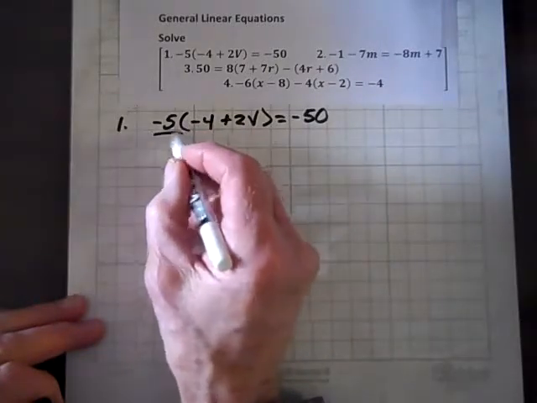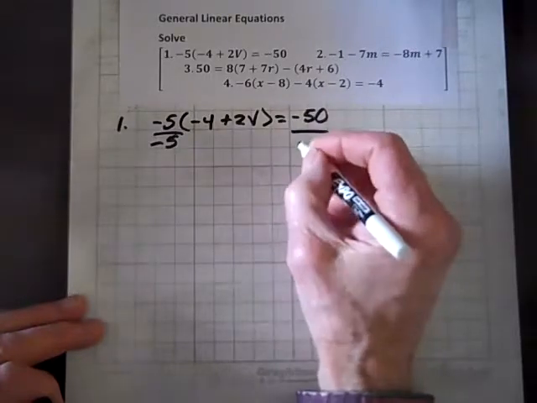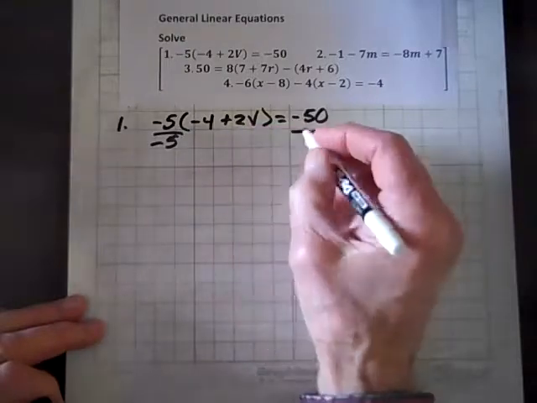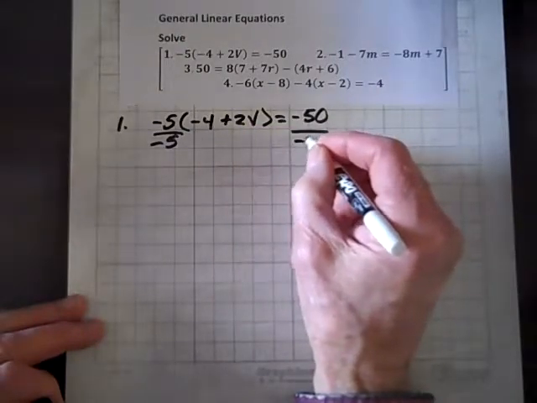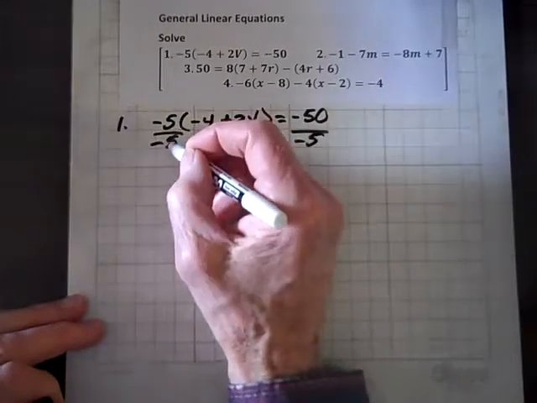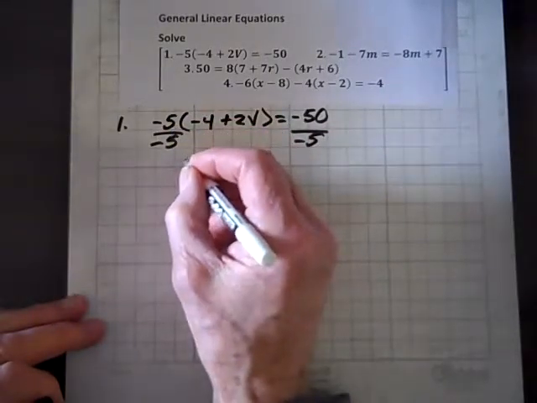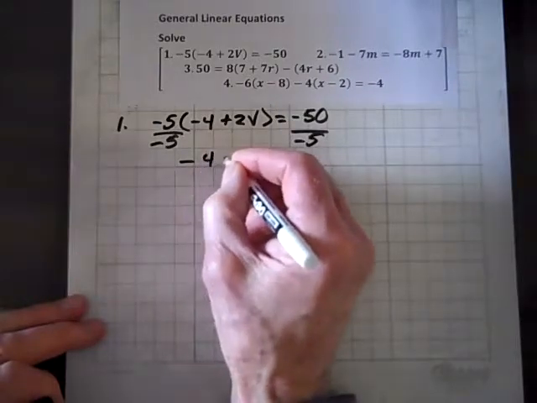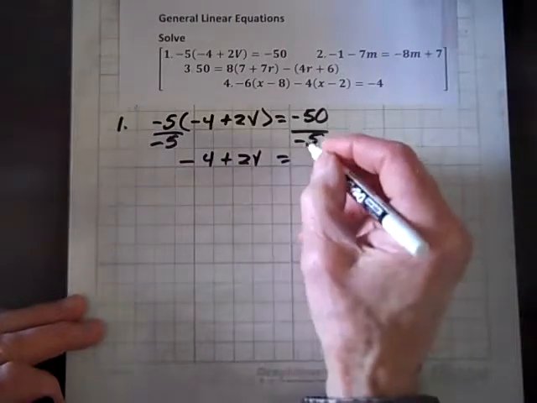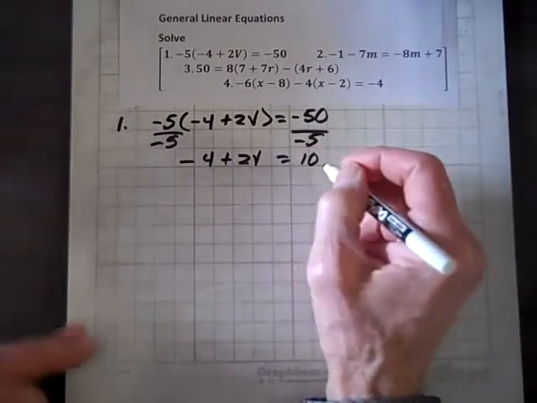If we divide both sides by -5, then we'll start pairing away and getting closer to that variable. So -5 divided by -5 is 1, and on the left we just have -4 plus 2v. On the right, -5 goes into -50 10 times.